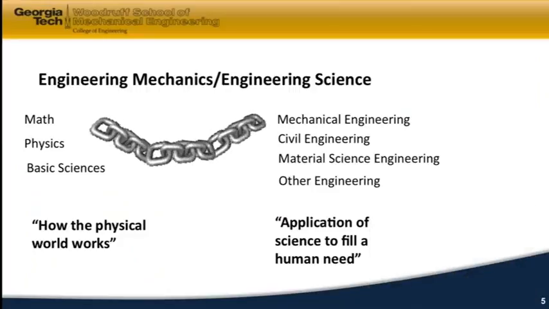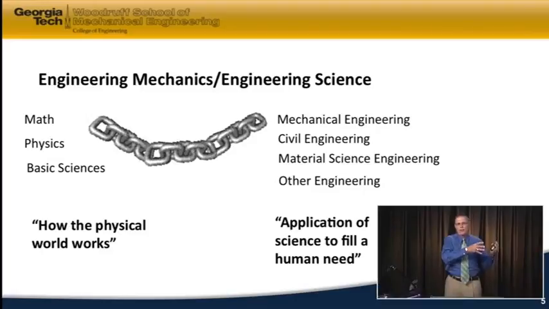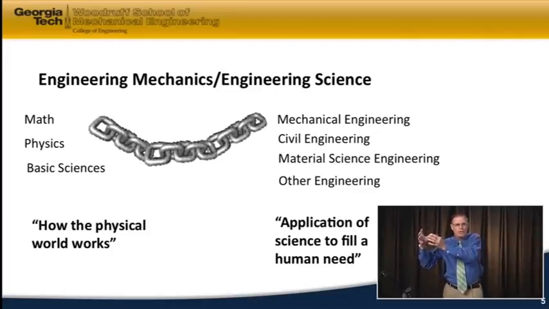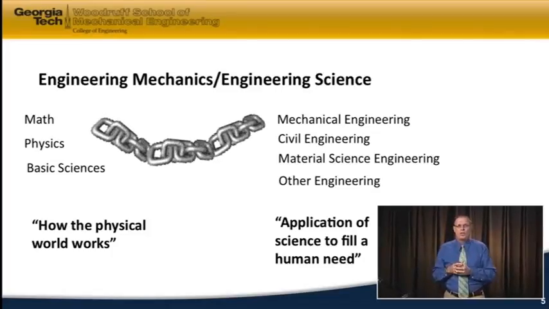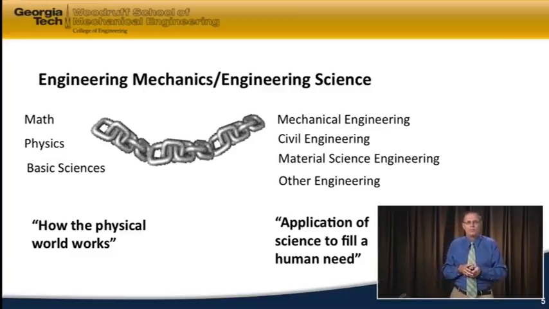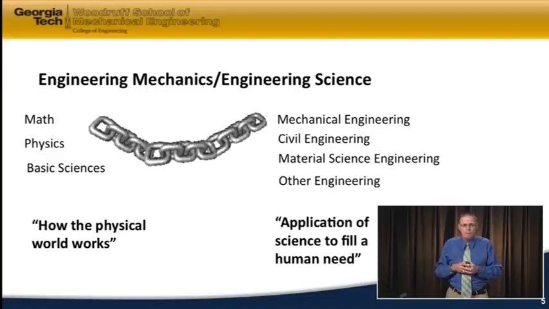So what is engineering mechanics? You said this is an introduction to engineering mechanics or engineering science. Well, engineering mechanics takes the basic sciences, the physics, the math, the things about how the physical world works, and then it's the linkage. Engineering mechanics, or what's sometimes called engineering science, is the linkage to the engineering disciplines of mechanical engineering, civil engineering, material science engineering, or all kinds of other engineering, where we try to, in engineering, fulfill a human need by applying the science that we learned before.